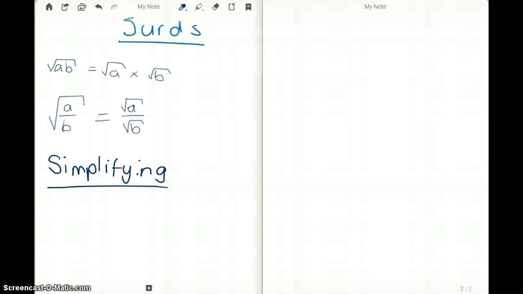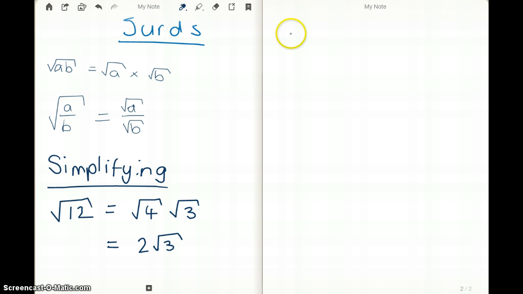So if I wanted to simplify something like, say, the square root of 12, what you're looking for when you're simplifying is any square numbers that go into 12. So the square numbers are 1, 4, 9, 25. So something squared. So I've spotted that 4 goes into root 12. So I'm going to write root 12 as root 4 times root 3. And then I know that root 4 is the same as 2. So my simplification of root 12 is 2 root 3.